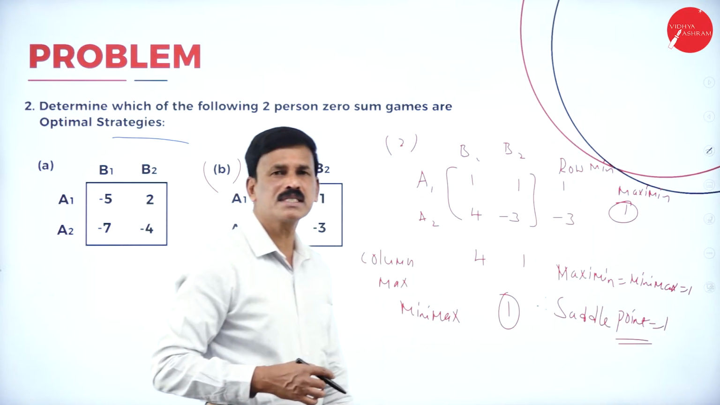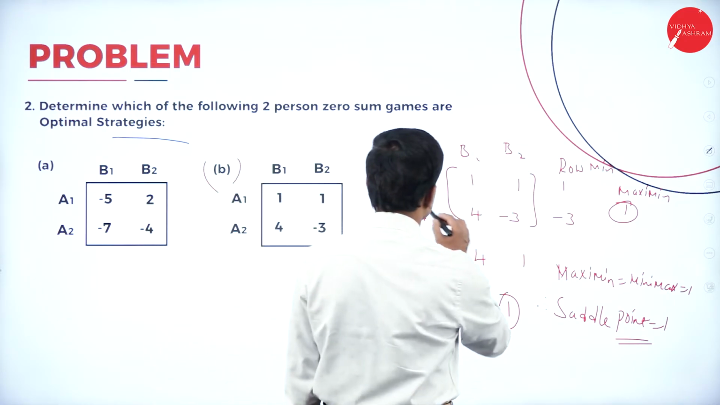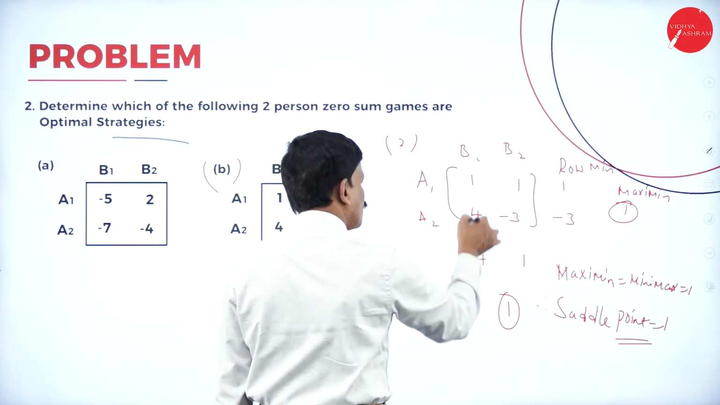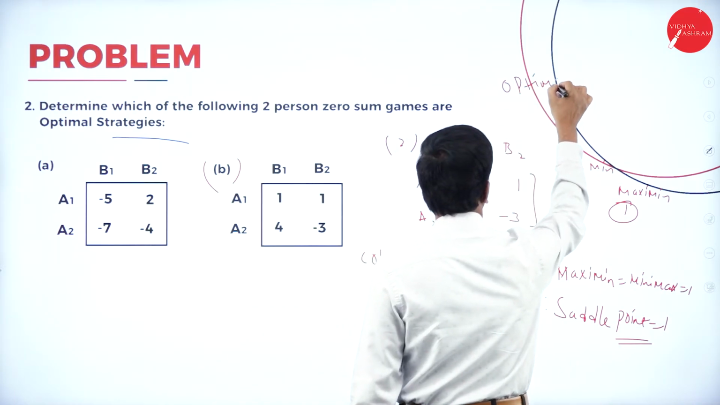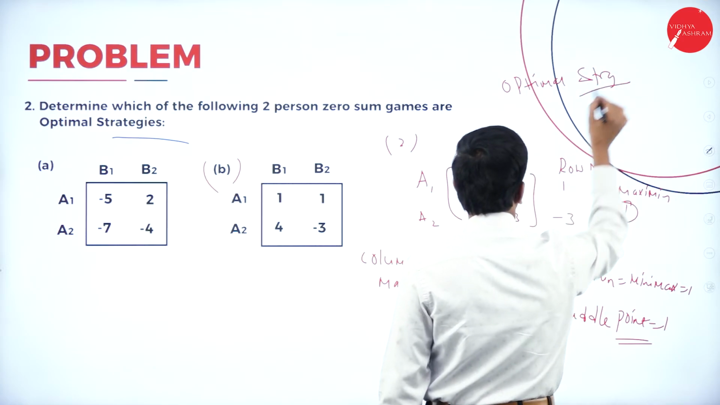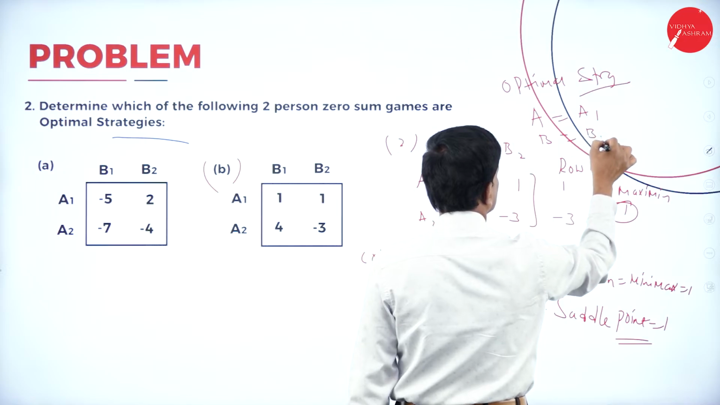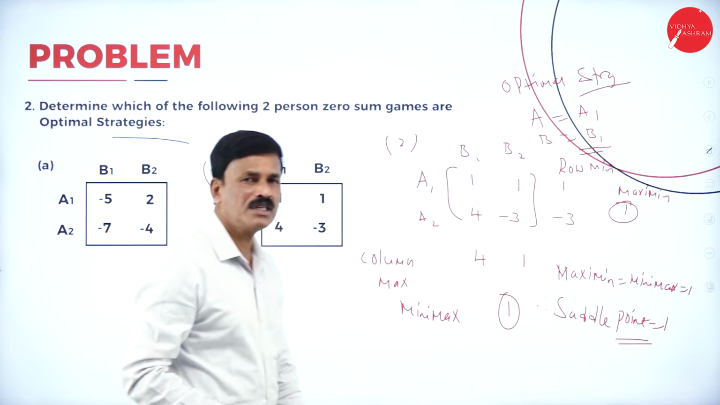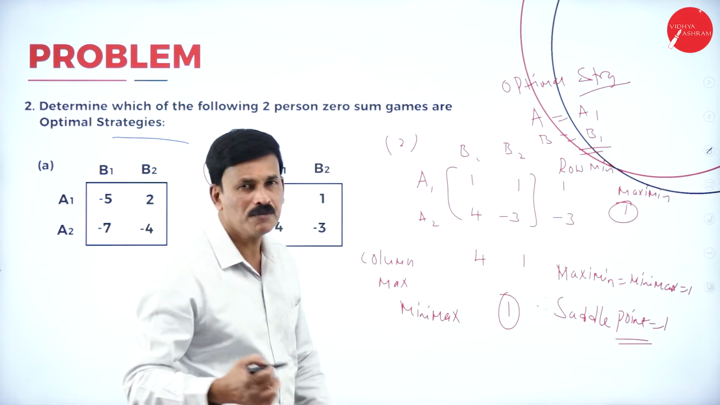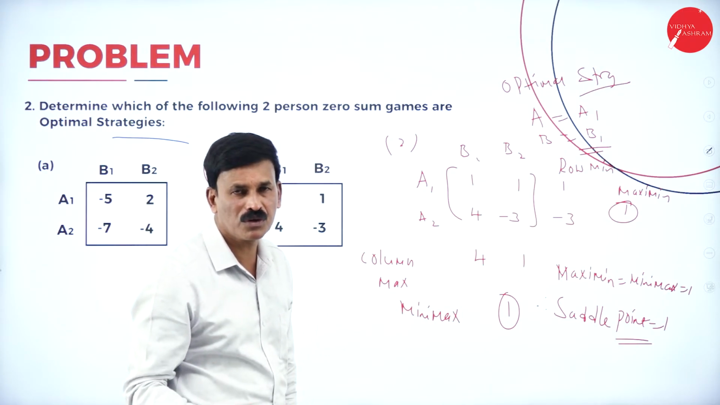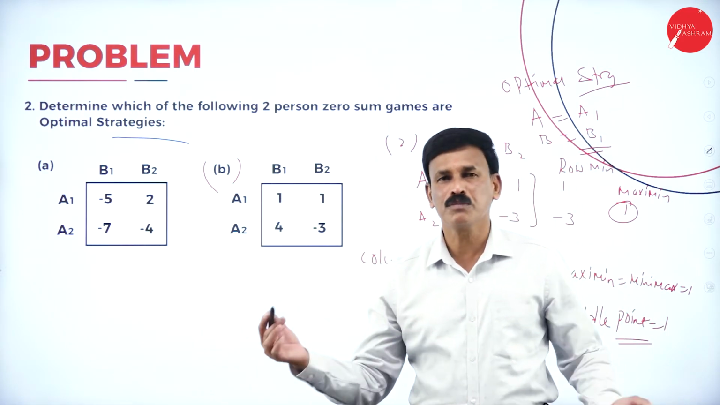And determine the optimal strategy. What is the optimal strategy? Here the optimal strategy for A is A1 and for B it is also B1. So A1 and B1 are the optimal strategies for player A and B. That's it. Hope you followed how to find the saddle point and the optimal strategy for player A and player B.